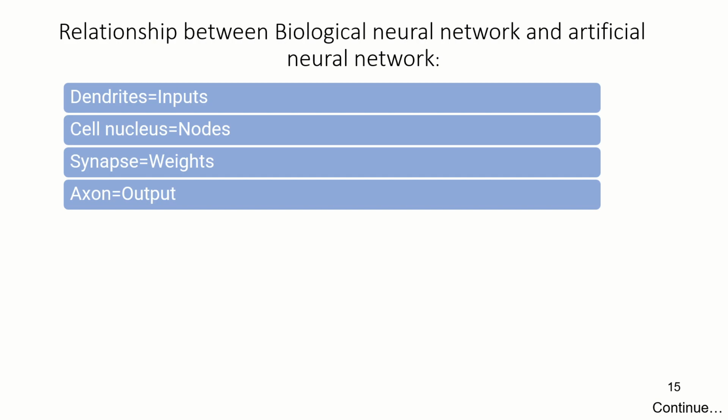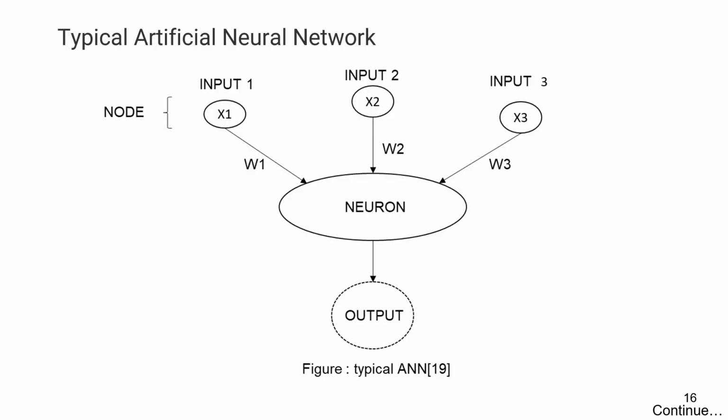These are the relationships between a biological neural network and an artificial neural network. Dendrites can be considered as inputs, cell nucleus as nodes, synapses as weights, and axon as output.